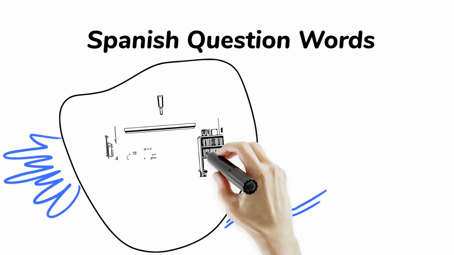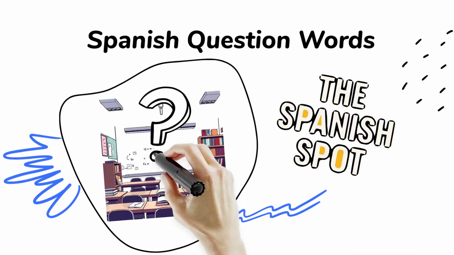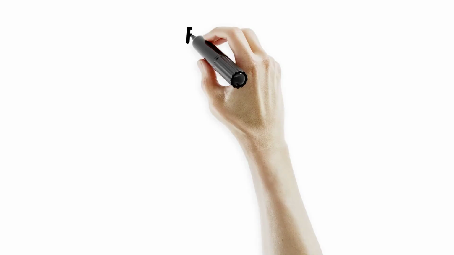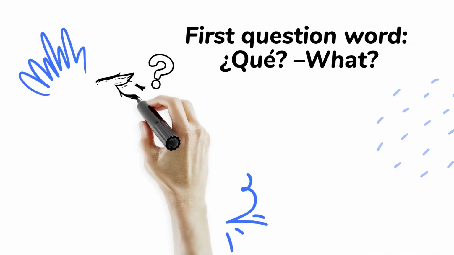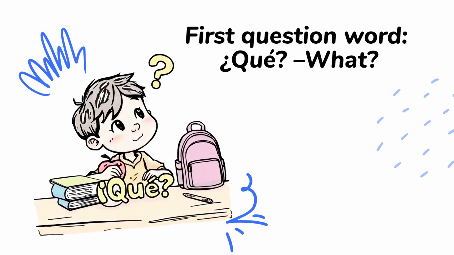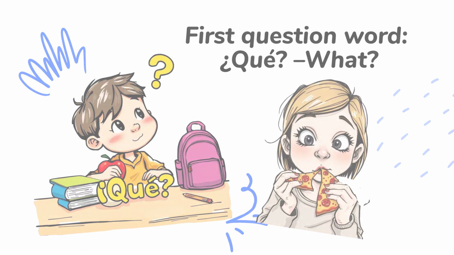Today we're going to learn Spanish question words. These are the words you use to ask questions in Spanish. Let's get started. ¿Qué? What? We use ¿qué? to ask what. Example, ¿Qué comes? What are you eating? ¿Qué es esto? What is this?